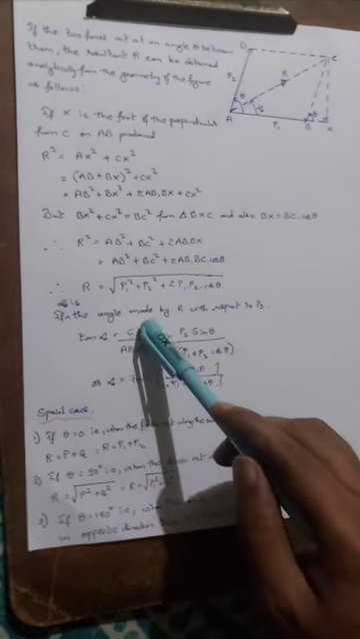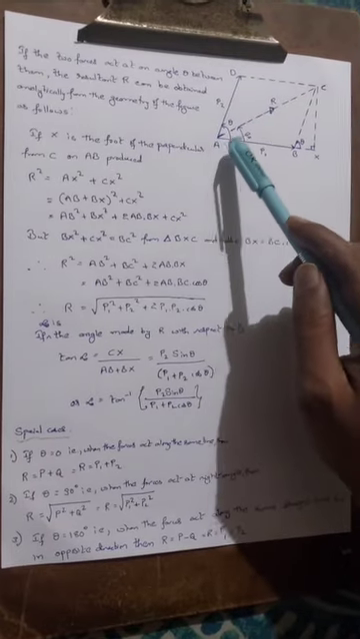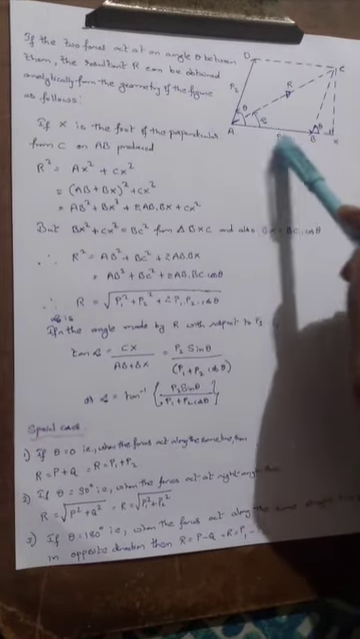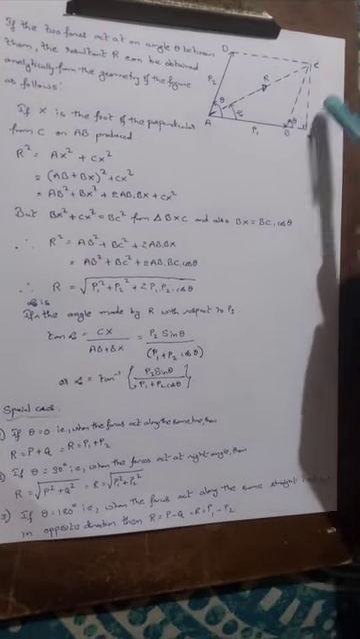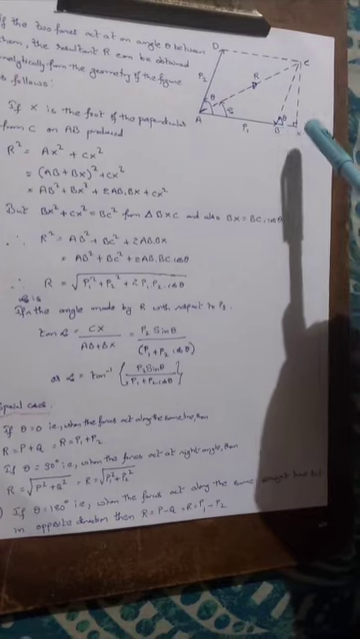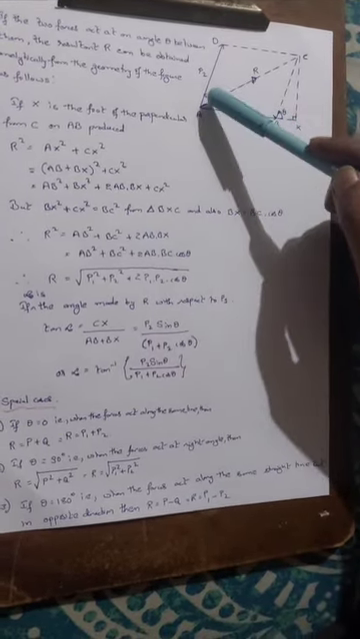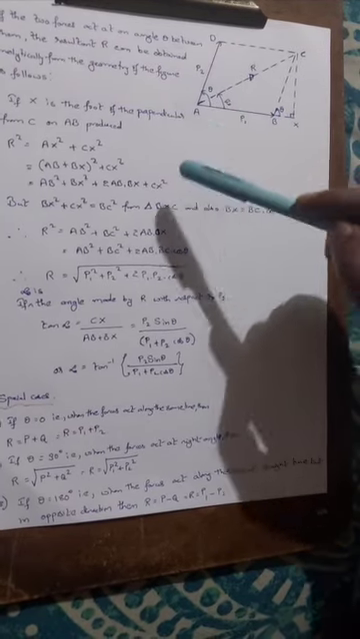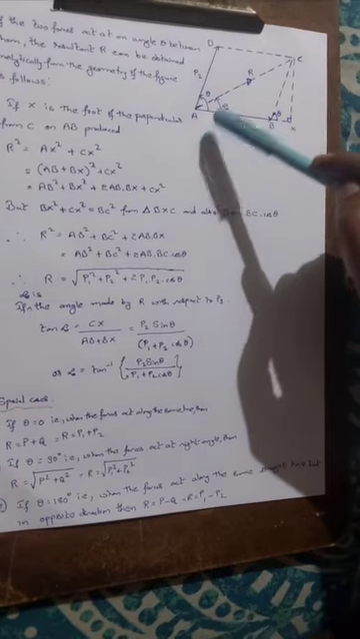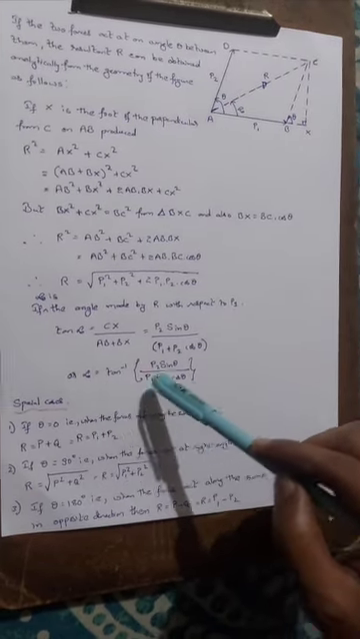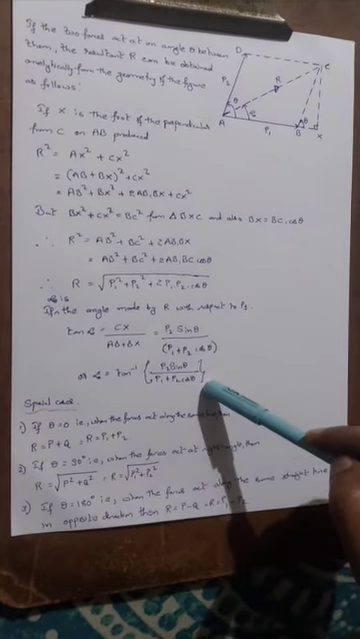If alpha is the angle made by R with respect to P1, then tan alpha is equal to CX by AB plus BX, which is equal to P2 sin theta divided by P1 plus P2 cos theta, or alpha is equal to tan inverse of P2 sin theta by P1 plus P2 cos theta.